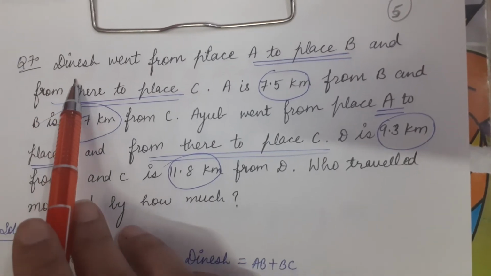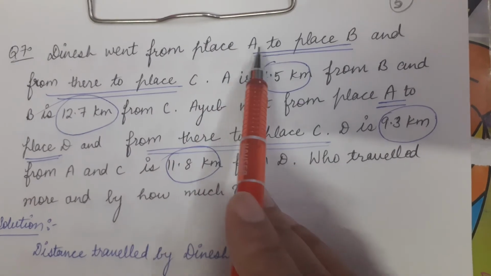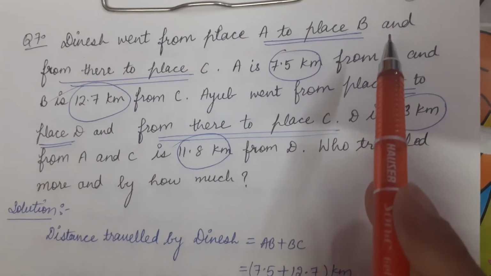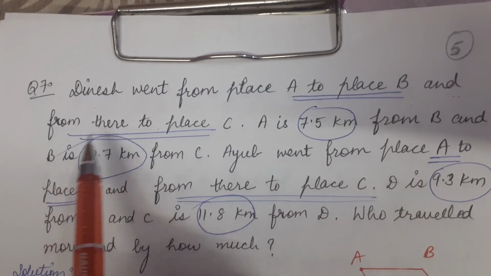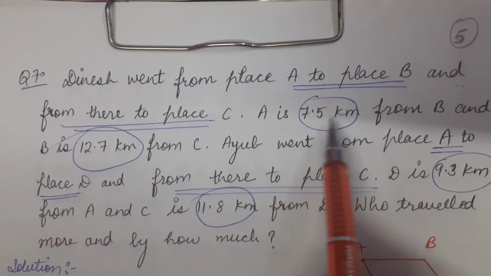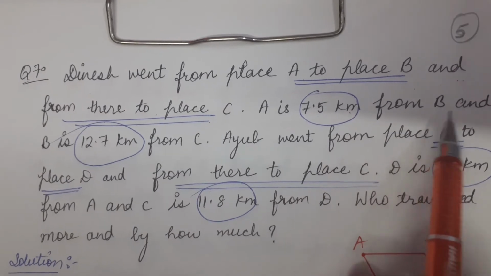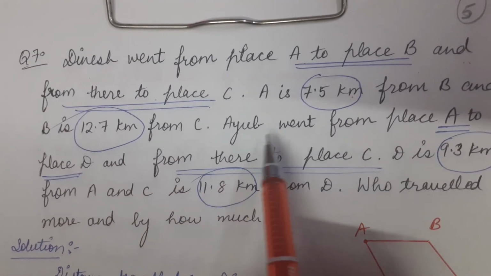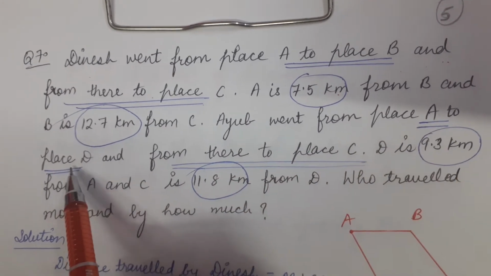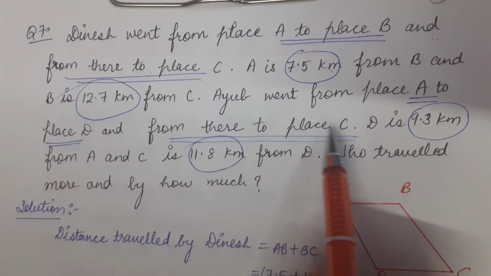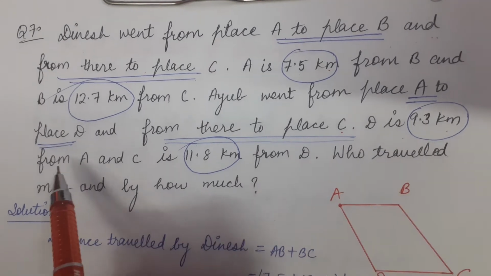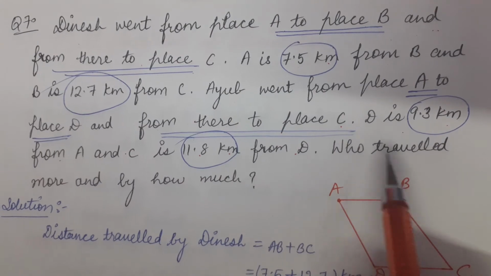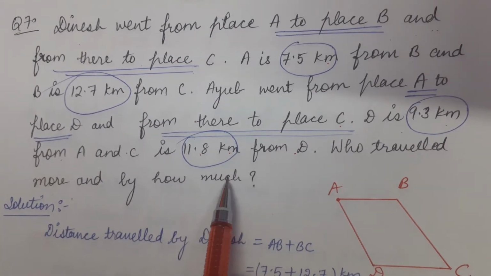Next question is question number 7. Dinesh went from place A to B and from there to place C. A is 7.5 km from B and B is 12.7 km from C. Ayub went from place A to place D and from there to place C, and D is 9.3 km from A and C is 11.8 km from D. Who travelled more and by how much?